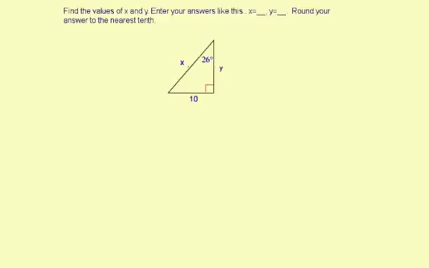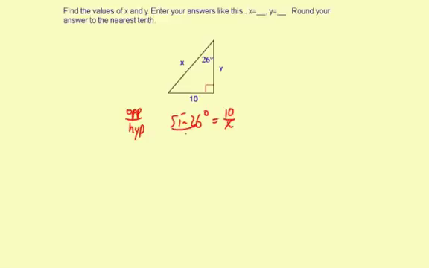We're going to be using trig ratios. We're given the 10, which is the opposite side from 26 degrees. Let's solve for the hypotenuse, x, first. So we're going to be using the opposite to the hypotenuse, which is the sine ratio. So the sine of 26 degrees equals 10 over x.